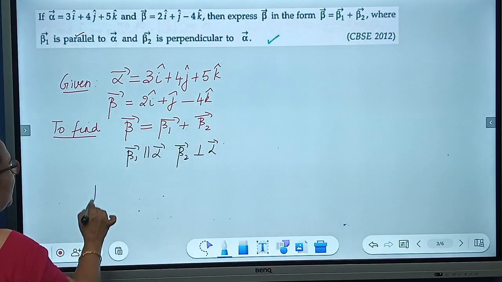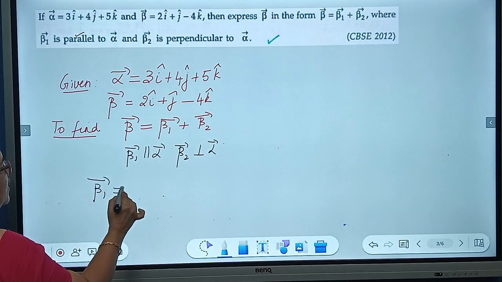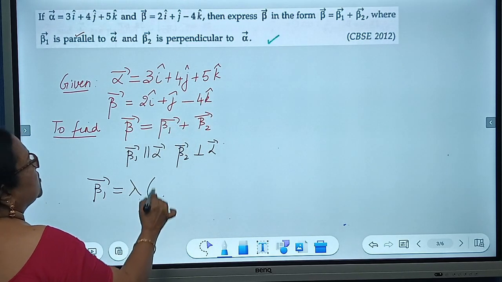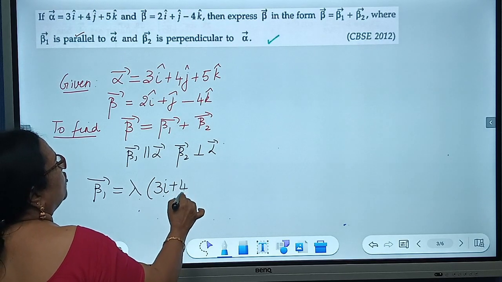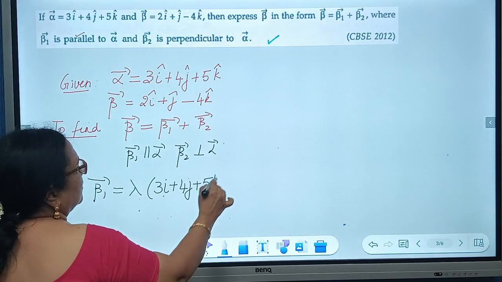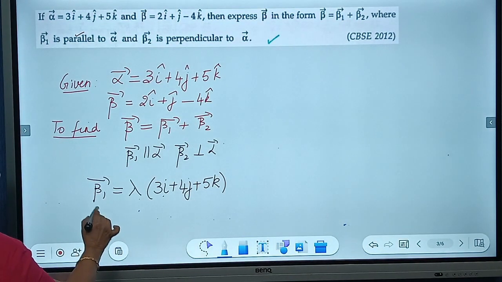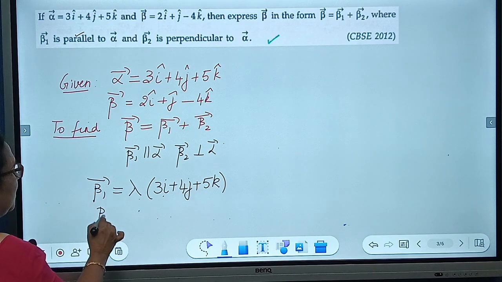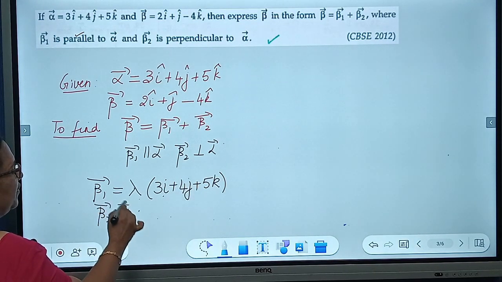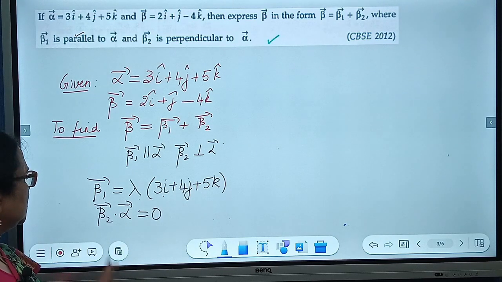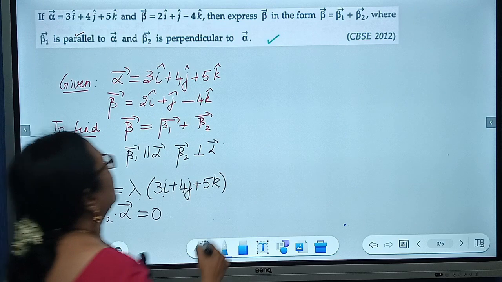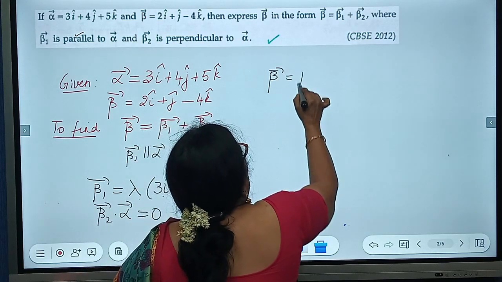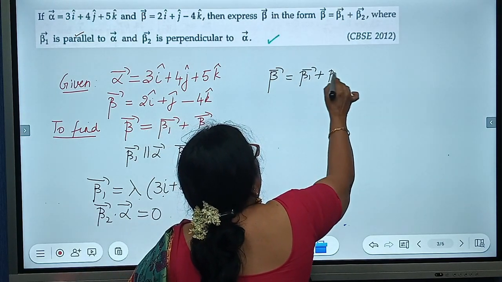So what will be beta 1 vector now? Beta 1 vector is a scalar multiple of this. So lambda times 3i plus 4j plus 5k. Now, because it is parallel to alpha vector, it is a scalar multiple. Now, beta 2 vector dot alpha vector equal to 0 because it is perpendicular to alpha vector. Now, you are expressing beta vector as beta 1 plus beta 2.